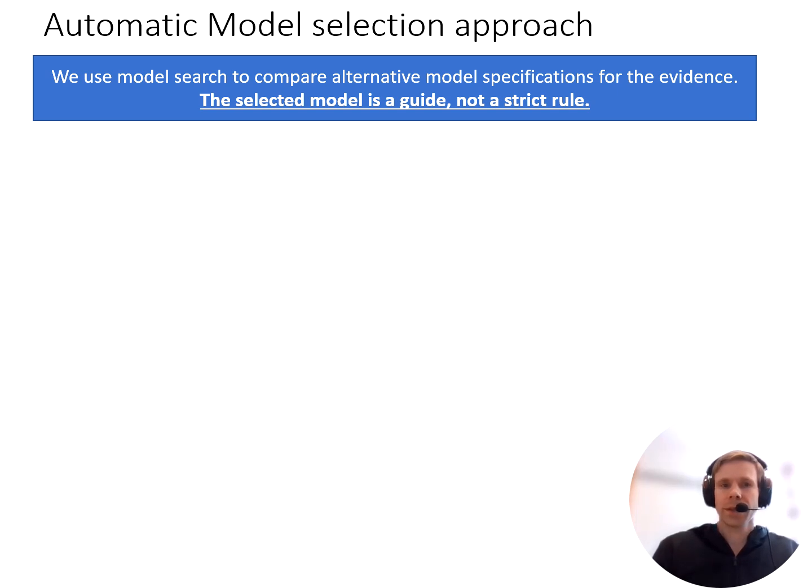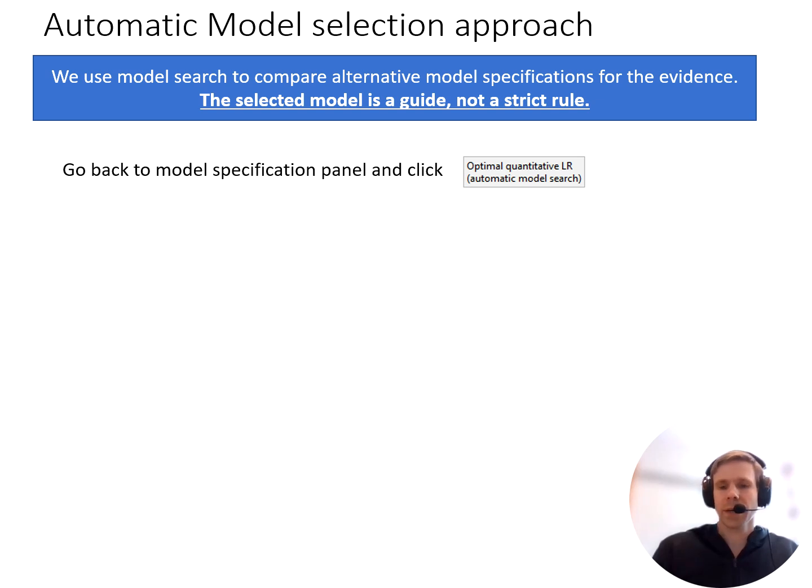We'll now go back to the model selection approach, where you will go back to the hypothesis specification, and you will click the optimal quantitative LR. So notice that this approach is only a guide, it's not a strict rule.